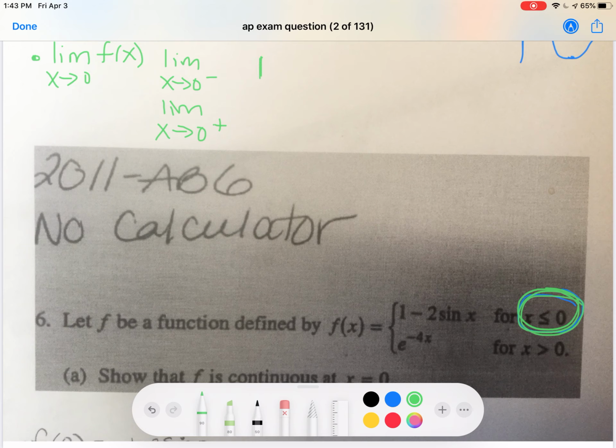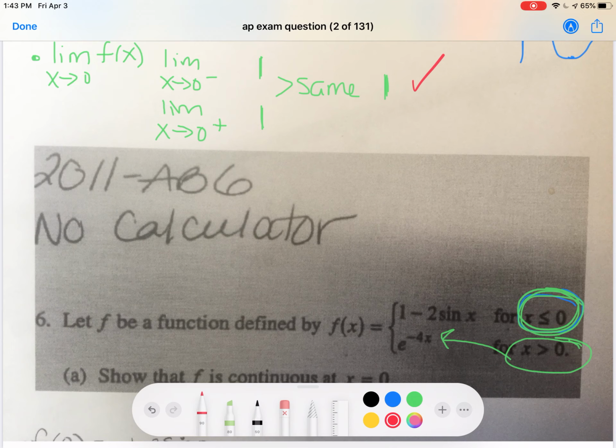Okay, now let's approach 0 from the right. So now I'm going to be a little bit bigger than 0, so I would use this part. I'm going to plug in 0 up there. So negative 4 times 0 is 0. e to the 0, right? So e to the 0 is 1. These guys are the same, so the limit does exist. Okay, so this part's good.